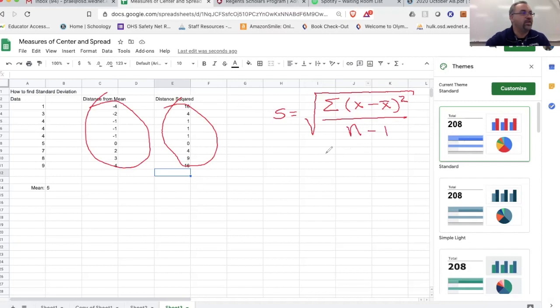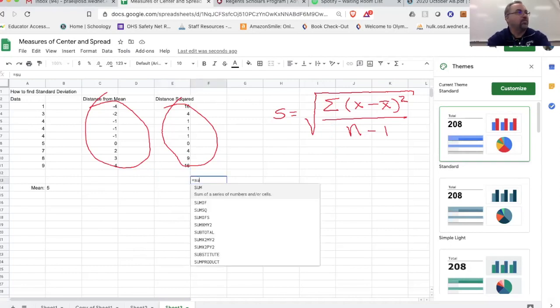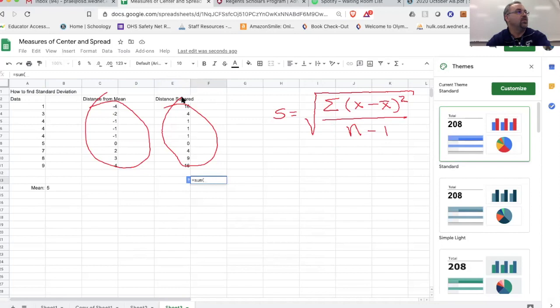Okay. So in this particular case, guys, I'm going to add them all up. This whole column right here where I've squared them. Okay, that's 52. And then I'll take that 52, divide by n minus 1. So remember, I had 9 data points. So n minus 1 is 8. Okay, 6.5. And then I'll take the square root.